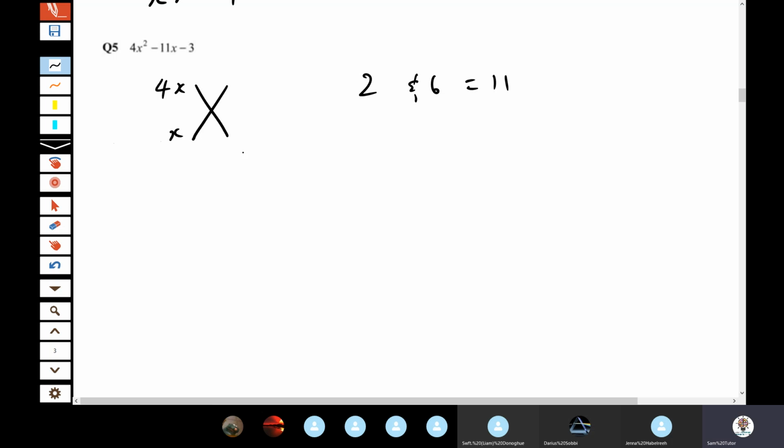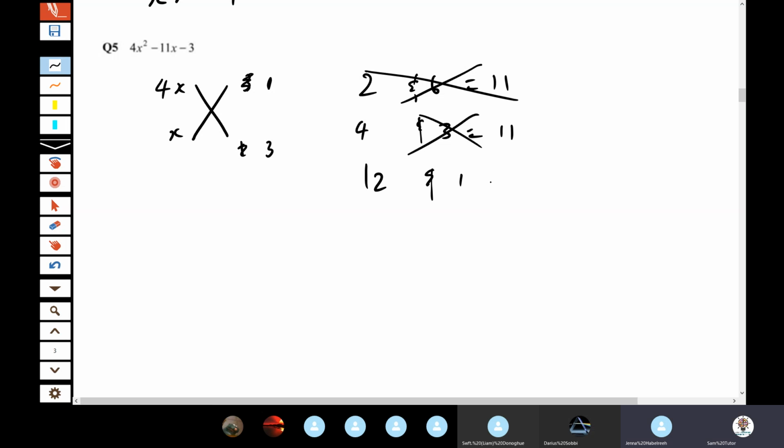Go again. Tell me, what do you want on the top? What do you want at the bottom? 3 and 1. Would 4 and 3 ever get you 11? No, sorry, it doesn't. So that's also wrong. Swap them around. 4 times 3 is 12. Would 12 and 1 get you 11? Yes. Now, at this stage, you make it into a negative 11.